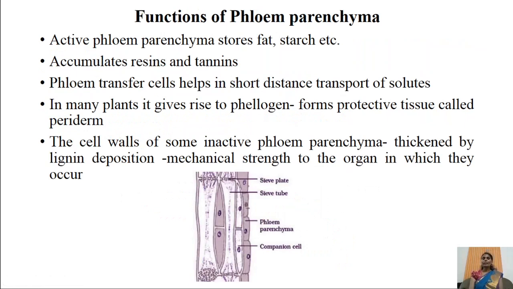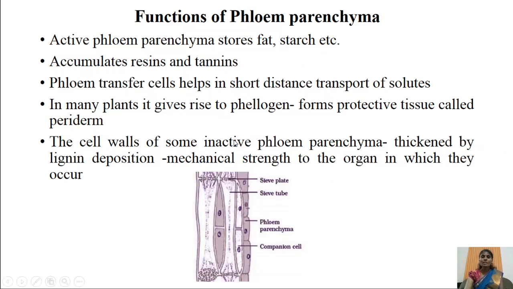The active phloem parenchyma generally helps in storage of fat and starch. Along with the fat and starch, it accumulates resins and tannins, where phloem transfer cells help in short distance transport of solute. In many plants, it gives rise to a layer called phellogen, from which a protective tissue called periderm is going to be developed during the secondary growth of a plant.